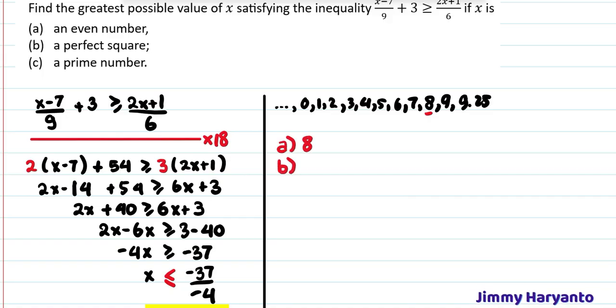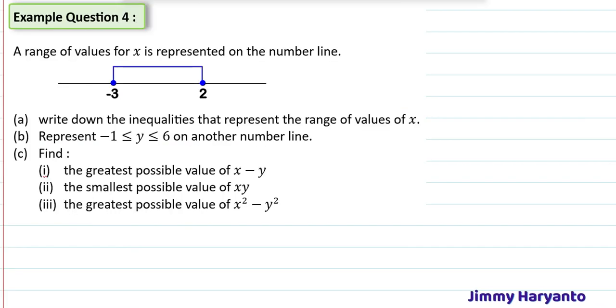And then the greatest perfect square is 9. That means B equals 9. And then the greatest prime number will be 7. So this is how you do it. Okay, next is example question 4.